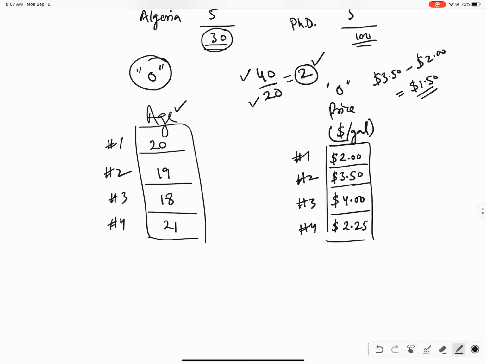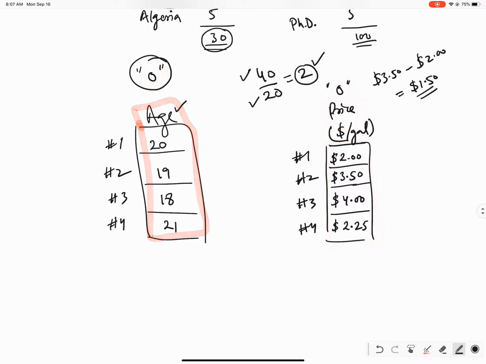What does this mean? 0 in this column would mean the absence of price. $0 per gallon, this special value 0, has a very specific meaning here. The value 0 means the absence of price, the variable that we are trying to measure in this column. Just like the value 0 for age meant the absence of age in the age column.